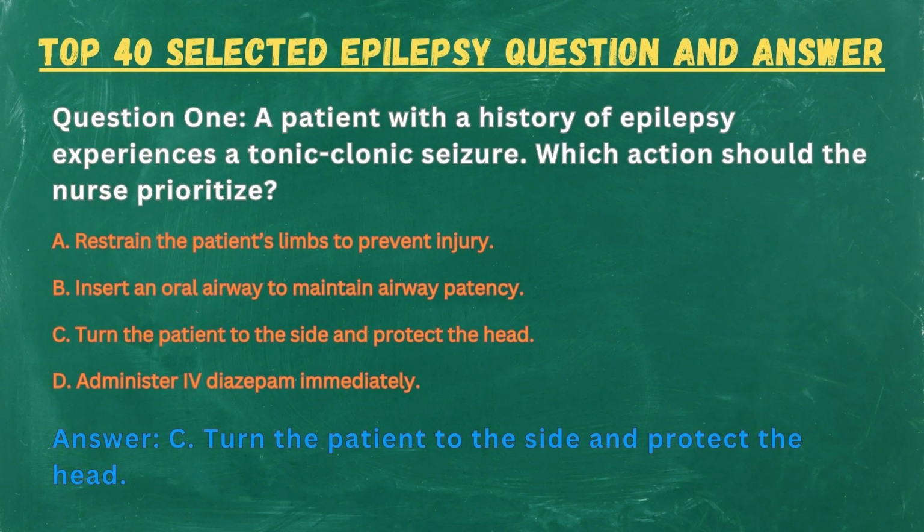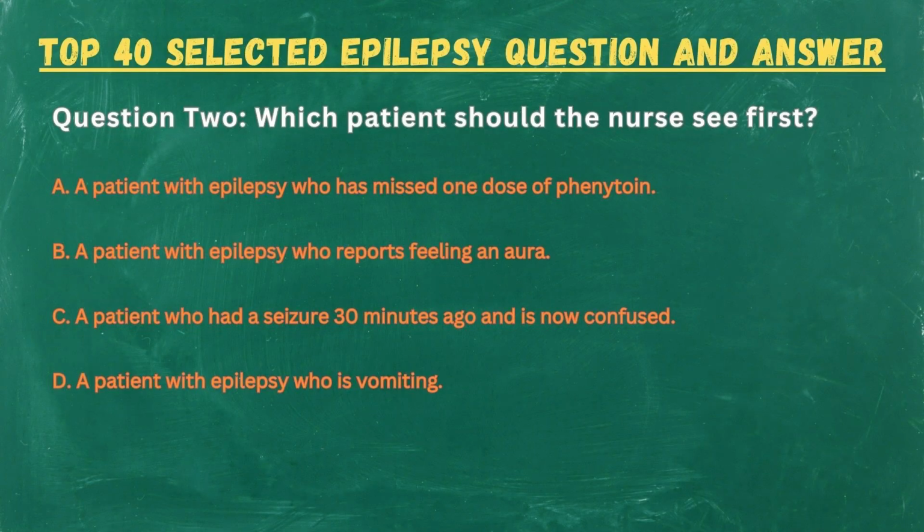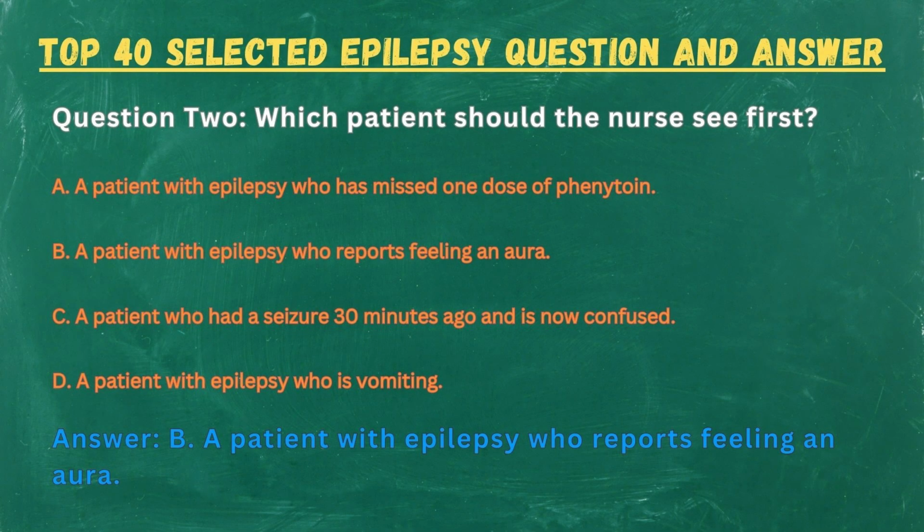Answer. C. Turn the patient to the side and protect the head. Question 2. Which patient should the nurse see first? A. A patient with epilepsy who has missed one dose of phenytoin. B. A patient with epilepsy who reports feeling an aura. C. A patient who had a seizure 30 minutes ago and is now confused. D. A patient with epilepsy who is vomiting.